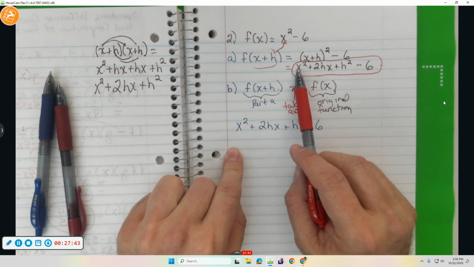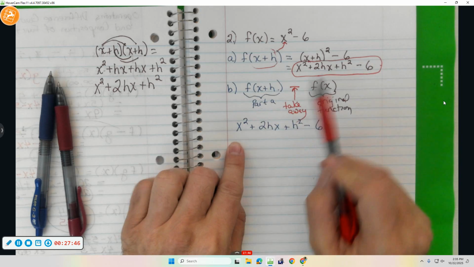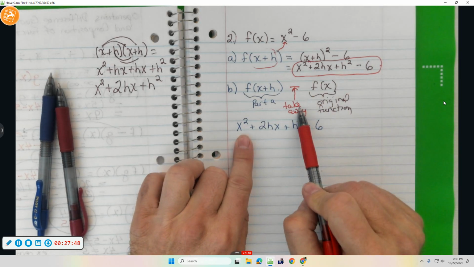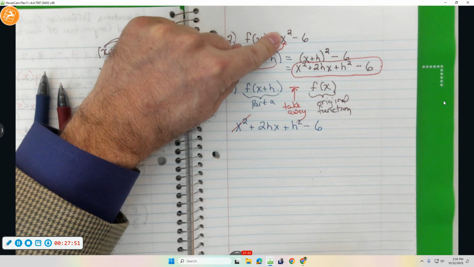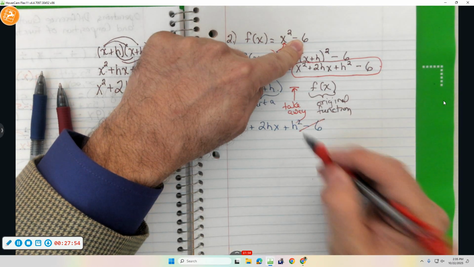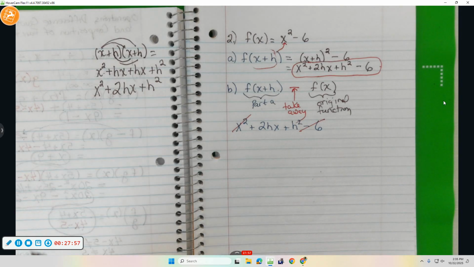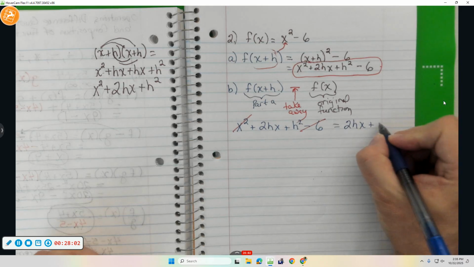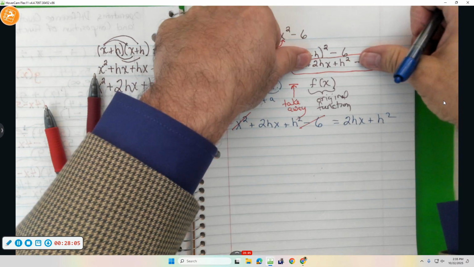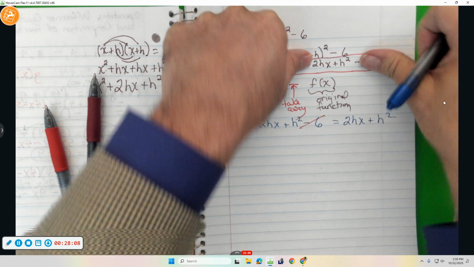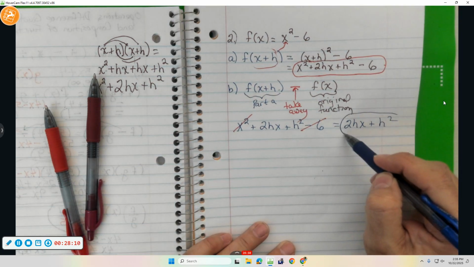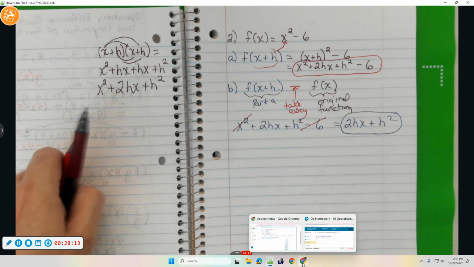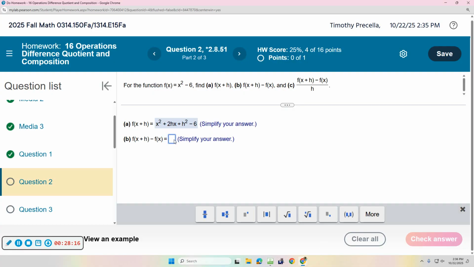I'm going to try to show my thought process of what I just did. Take your answer from part A, take away the x squared, so I'll just mark it out. Take away the minus 6, I'll mark it out. And what I'm just trying to do here is write out what I did just a moment ago, just by covering up. 2hx plus h squared. I think that's clear. Clear as mud, as our dear mother would say. 2hx plus h squared. Was that it? Yeah.